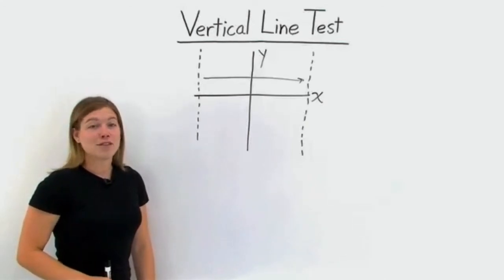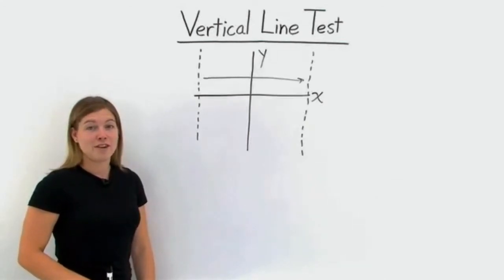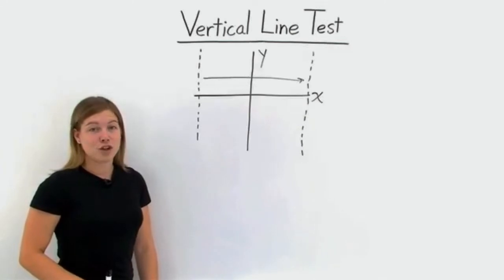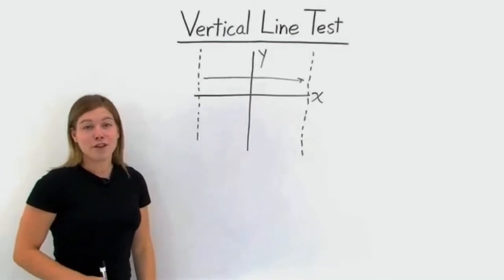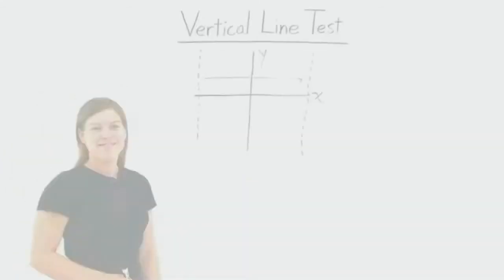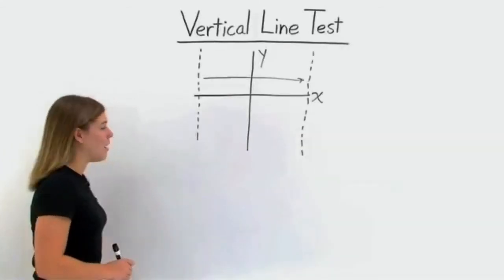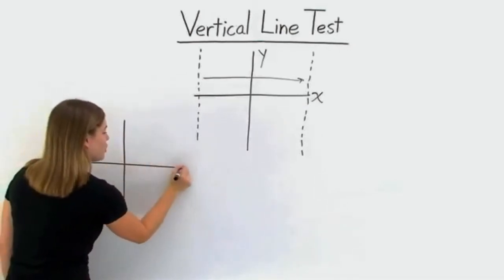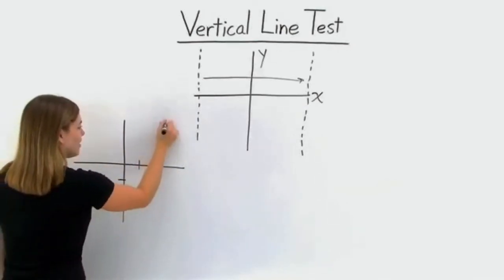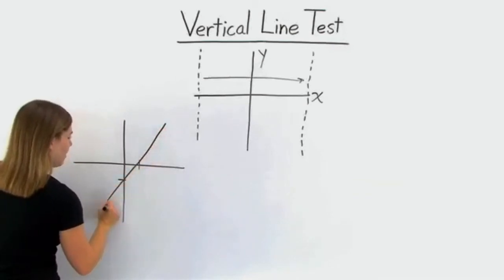If the vertical line passes through 2 points of that graph, then that equation is not a function. Even if that only occurs once, it'll still fail the vertical line test. Now let's look at a couple graphs of equations and perform the vertical line test on them to see if they're functions. So let's take this equation right here.